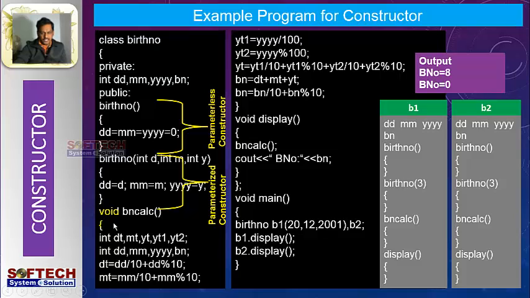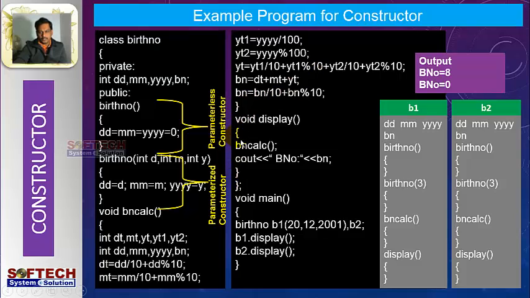The third function is also a method, a constructor method or constructor function. So the third method is pn call, that is birth number calculation. We already discussed it. It separates the individual digits of the date, which is assigned to dt, and then it separates the month digits, calculated and assigned to mt. In a similar way, the y is also calculated. Then we find the birth number.